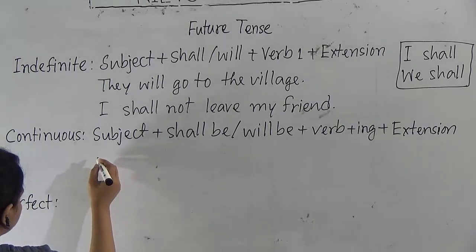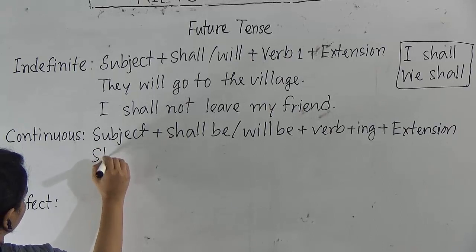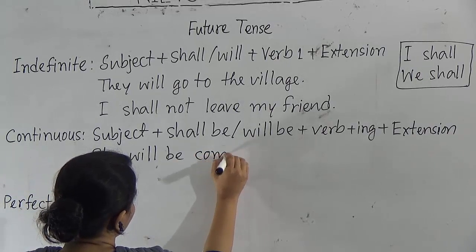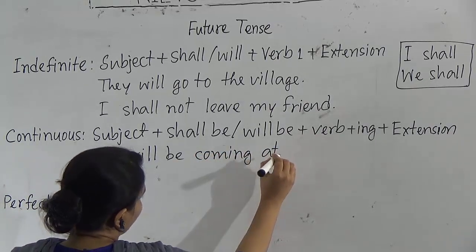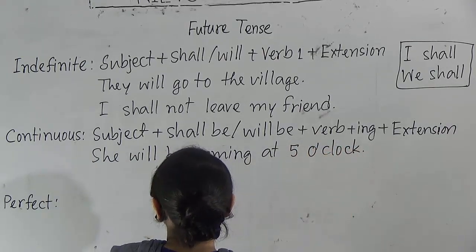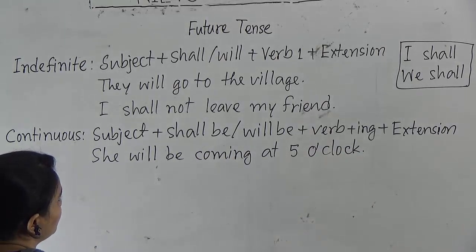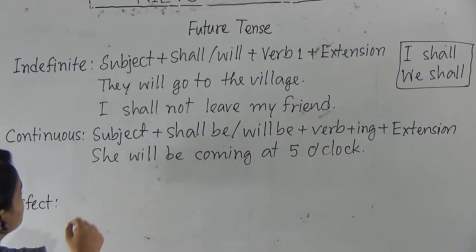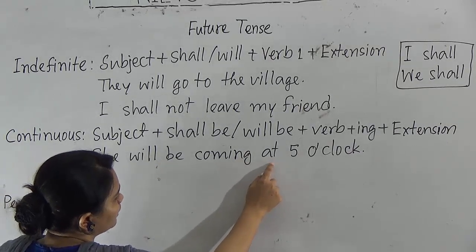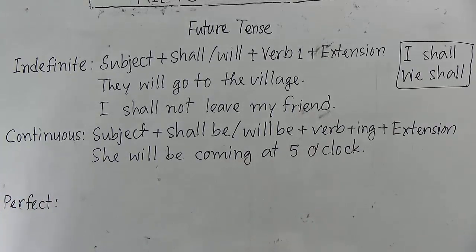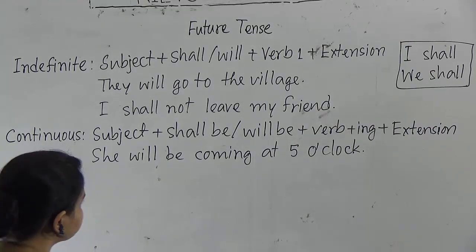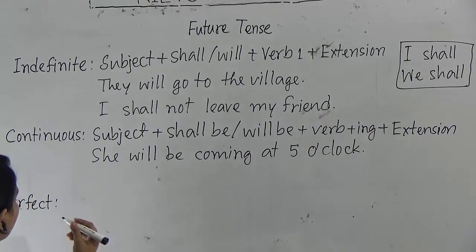An example, she will be coming at 5 o'clock. Now look, according to the structure, we use will be after the subject and the verb with ing, then the rest of the sentence, that means the extension. And we also use future continuous tense to make announcements. Okay, let's have an example.